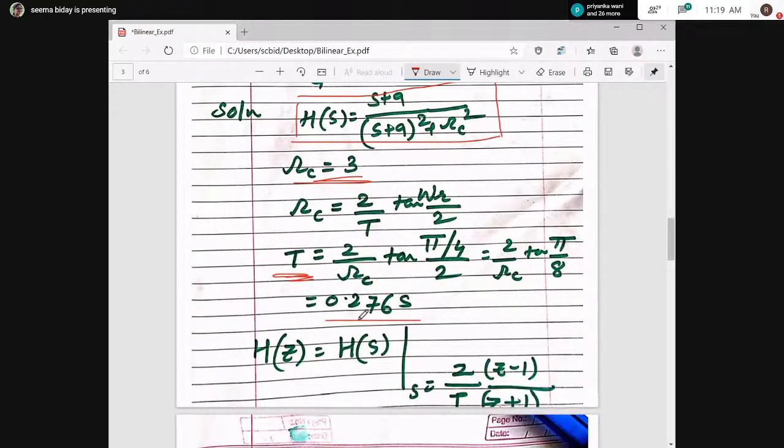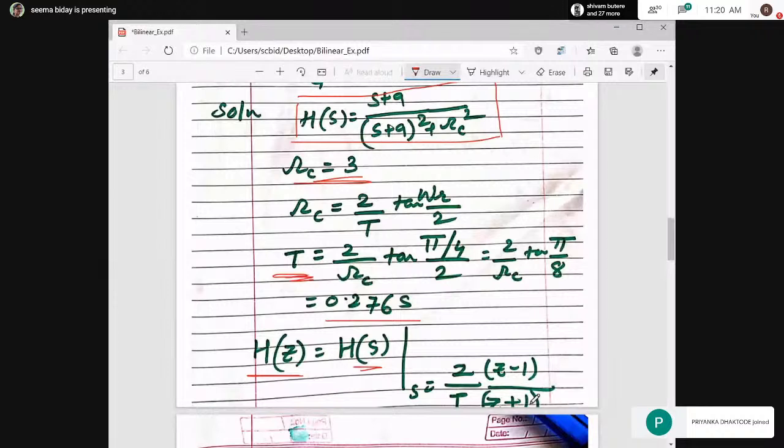Why is it required? Why did we derive this sampling interval? Because we know that for converting an analog filter to a digital filter by using bilinear transformation, we simply have to replace S by 2 by T, Z minus 1 divided by Z plus 1, or 1 minus Z inverse divided by 1 plus Z inverse. Is this okay? Is this okay, Devashri Das?